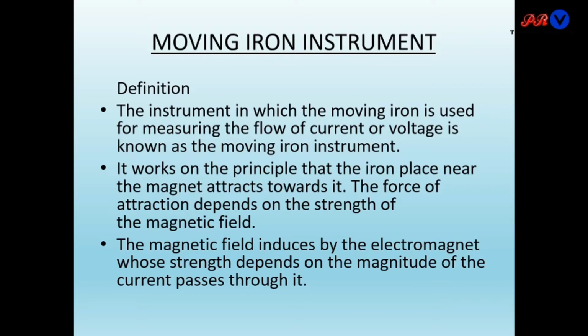So definition: the instrument in which the moving iron is used for measuring the flow of current or voltage is known as the moving iron instrument. So here we will use a moving iron, a piece of iron which will move for measuring purpose. It works on the principle that the iron placed near the magnet attracts towards it. So when we place an iron, then it will attract it towards the magnet.